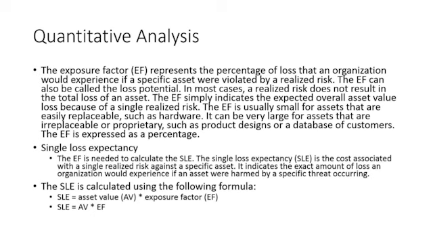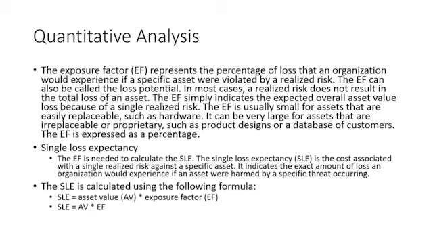Now, the exposure factor is the EF, and this represents the percentage of loss that an organization would experience if a specific asset were violated by a realized risk or a particular risk. So the exposure factor is the percentage of loss. How often, I guess, is what could happen. Now, the EF can also be called loss potential. That's where I say could happen, because it is the potential of this taking place.